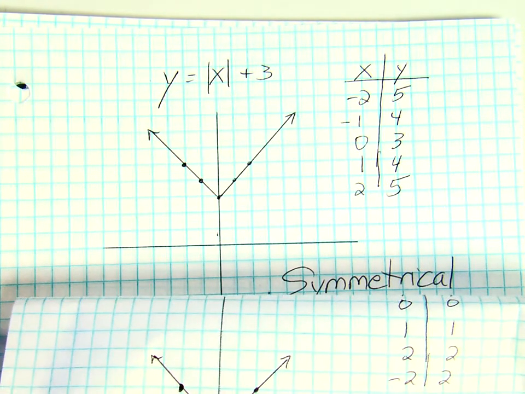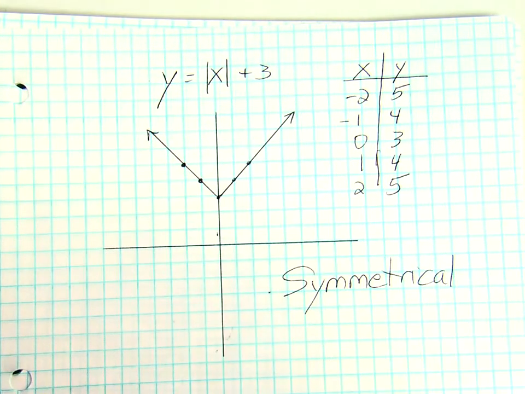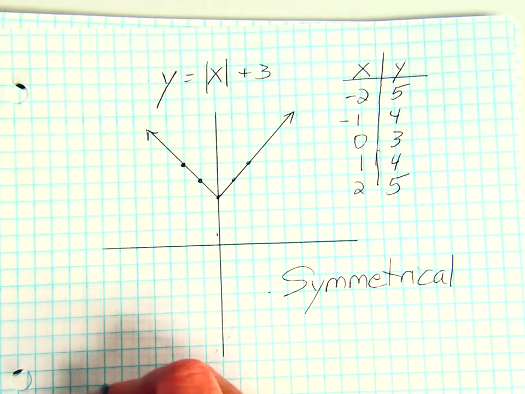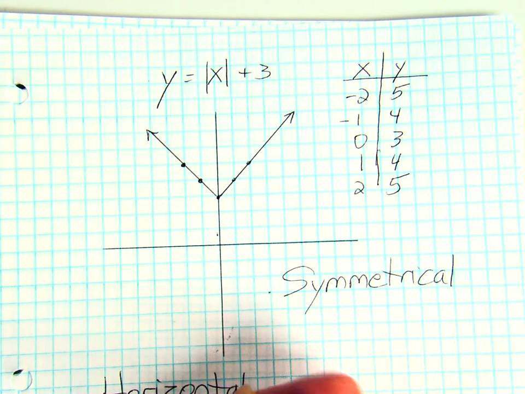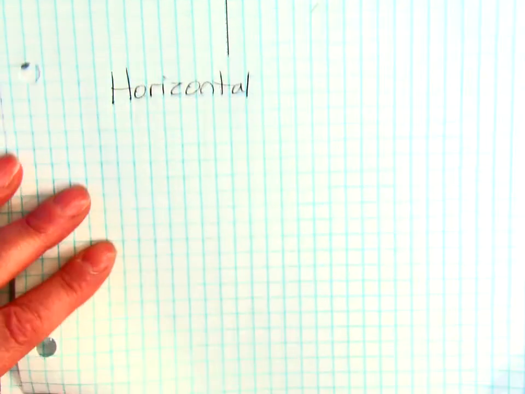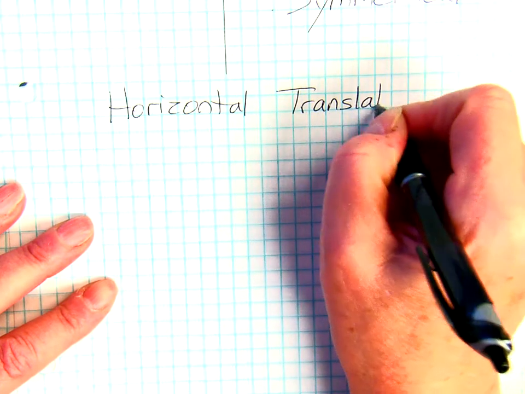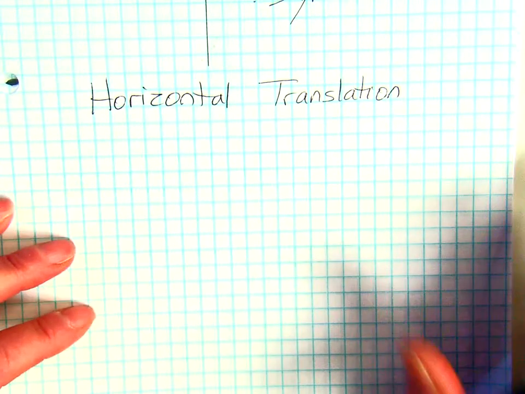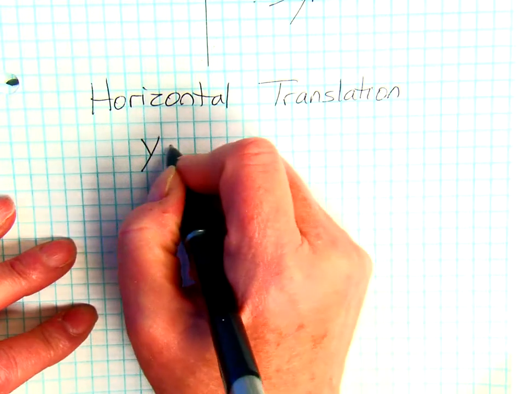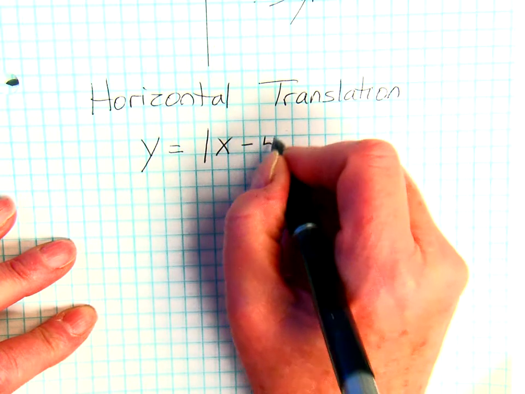Now, we also have horizontal translation. So now let's look at what happens with our horizontal translations. So I'm going to write our horizontal translations. Okay, so now what I'm going to be looking at is y equals the absolute value of x minus 4.